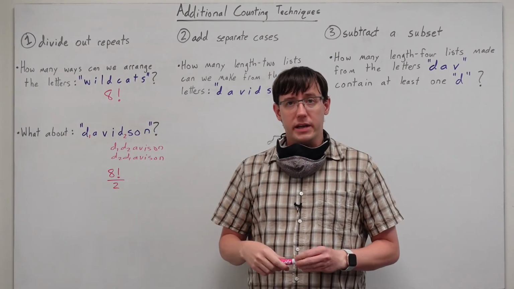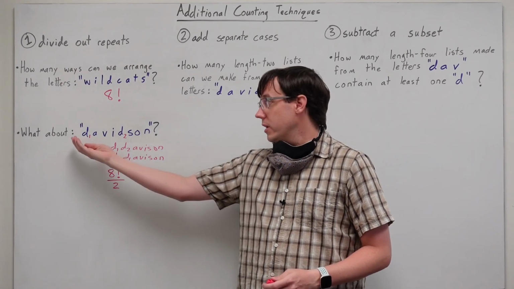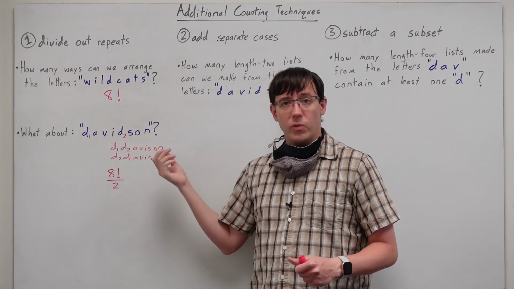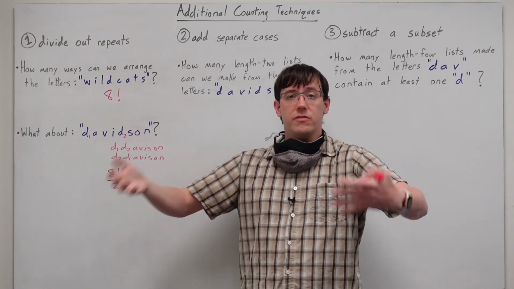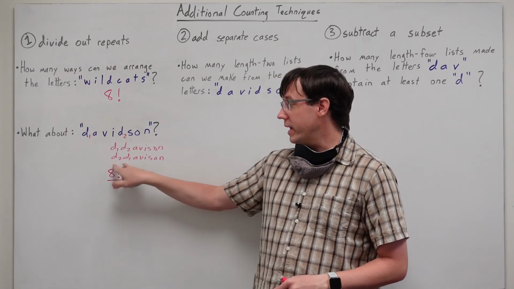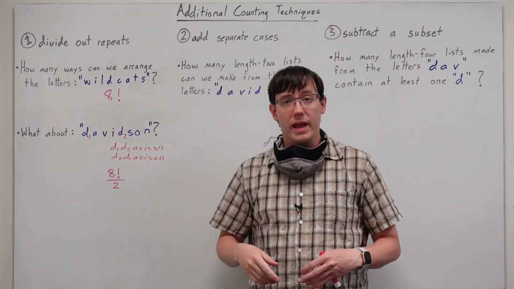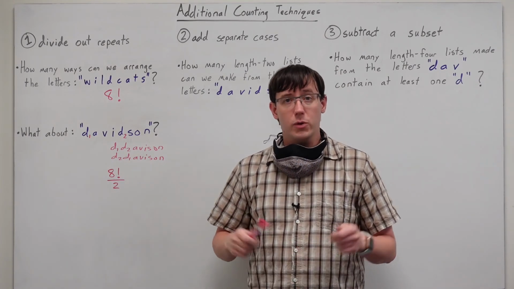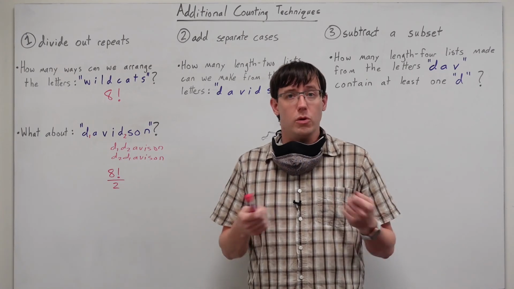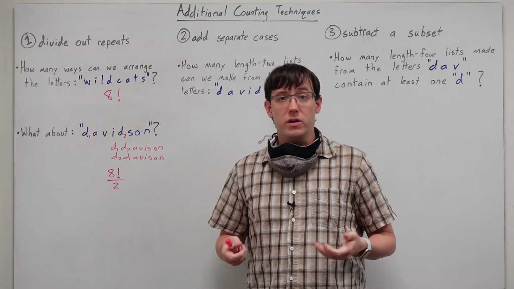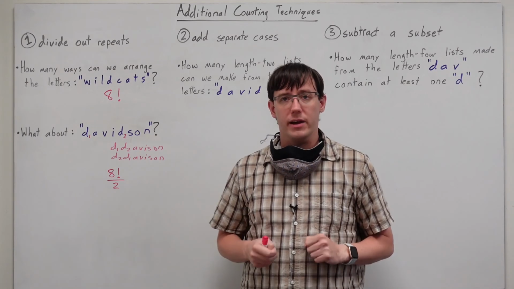And the general technique here is that we can take the factorial number of arrangements total and divide out the sub-arrangements of the repeated letters. So if we had 3 D's, then there would be 3 factorial ways to arrange them, and we would need to divide the total by 3 factorial.